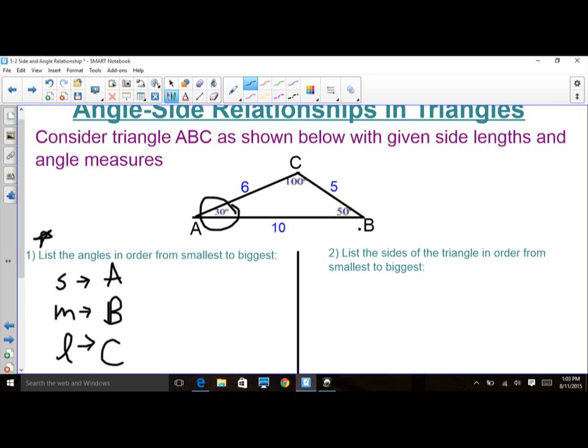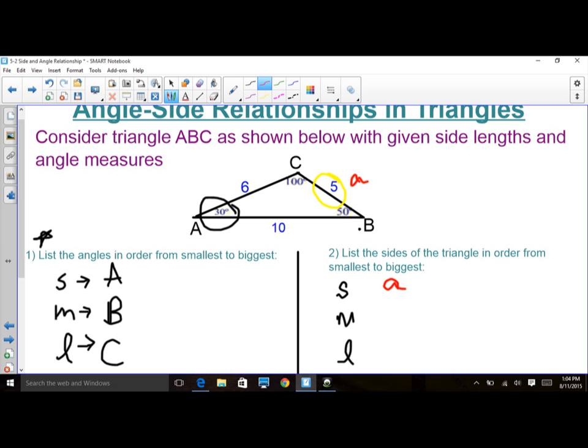Now in question 2, we have to list the sides of the triangle in order from smallest to biggest. So before we were looking inside the triangle for the angles, now we look at the sides. So again, we're going to have a small, medium, and largest side. The smallest side of this triangle, well, that's going to be 5 here, right? 5 is definitely the smallest length. So I know that that side is side A. Remember, we always name sides from the angles that they're opposite from.